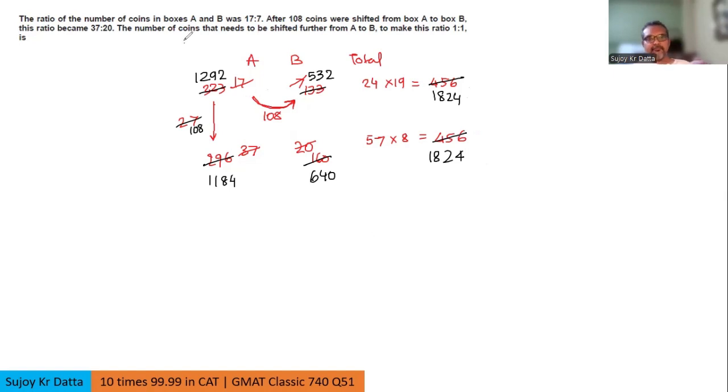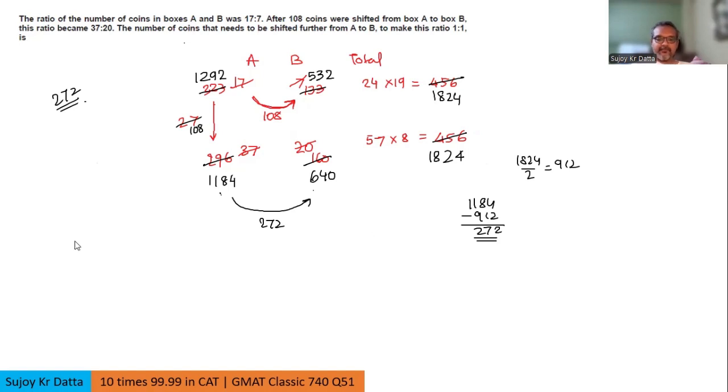So now they are saying the number of coins that need to be shifted further from A to B to make this 1 is to 1. So you have to make them equal. So 1824 divided by 2 would be 912. So this has to become 912. So how many do we need to subtract? 1184 minus 912. So 272 more coins have to be shifted and then they would become equal. So that's the answer, 272. So that was your question number 6. So we use the property of ratios straight away.